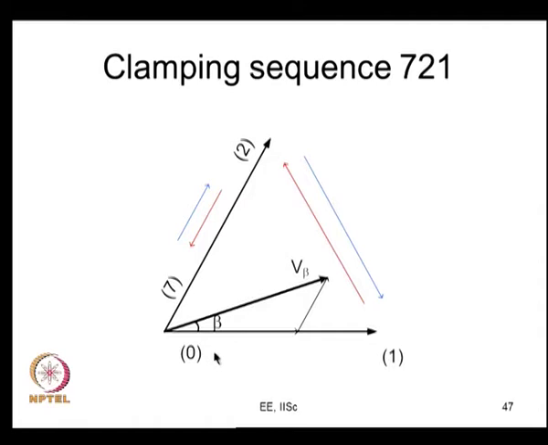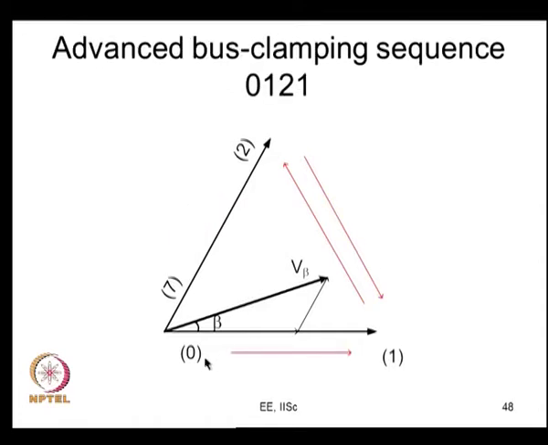The same way you can go to the advanced bus clamping sequence also, you avoid this pivot state 7. So, 0, 1, 2, 1. You apply this 0 for the entire pivot vector time Tz, apply this for T1 by 2 seconds, go here, stay for T2 seconds, come back and stay here for T1 by 2 seconds, and you can do the reverse again 1, 2, 1, 0.